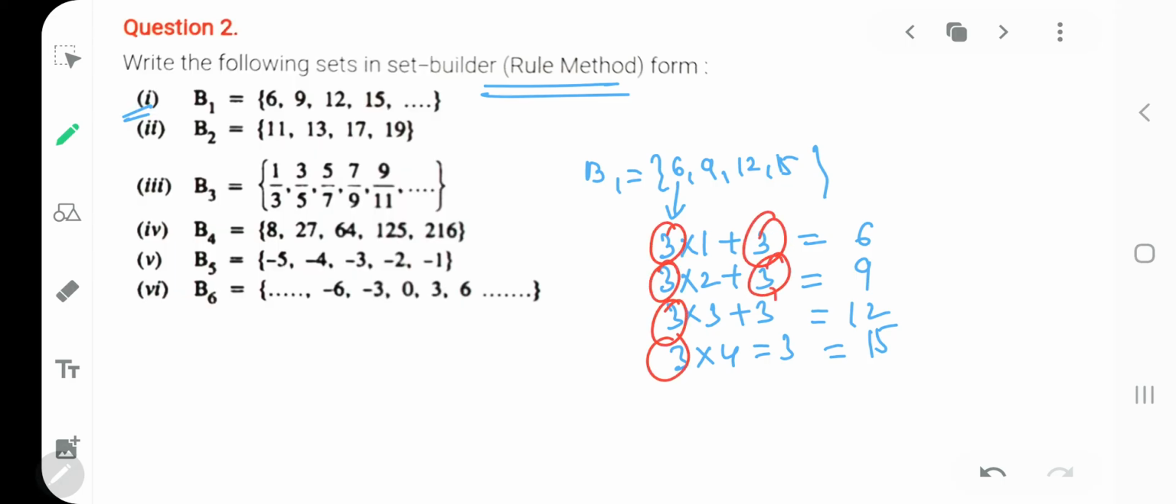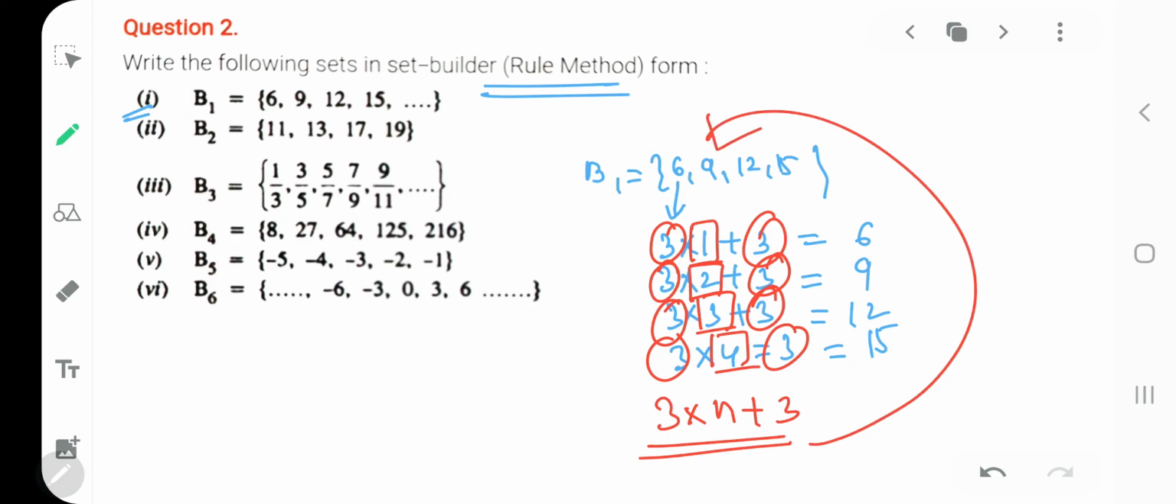And this 3 is also constant. The only numbers which are changing are these natural numbers 1, 2, 3, 4. So can I write 3 into n plus 3 is the formula for this? Yes. So my dear kids, you got a formula 3n plus 3. So how do you present it in your set builder form?